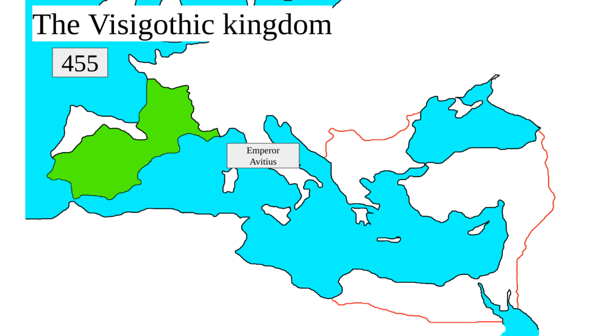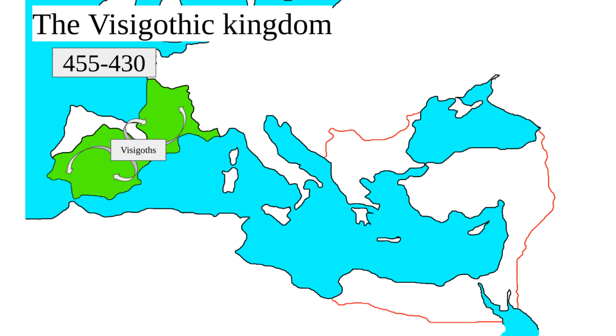At first, they wanted to help Emperor Petronius Maximus, but he died before they got to Rome, so they proclaimed Avitus as emperor. Between the years 455, when they helped Avitus become emperor, and 430, the Visigoths had control over Spain. Why did the Visigoths have control over Hispania between the years 455 and 430?